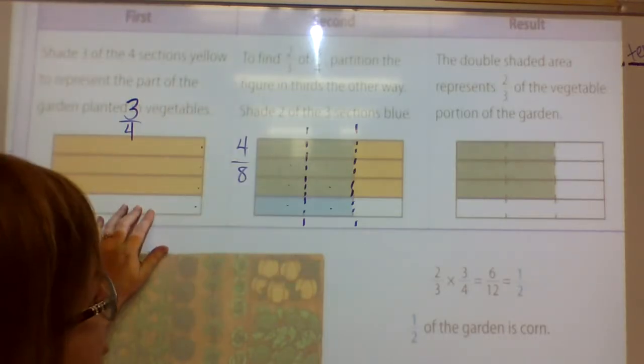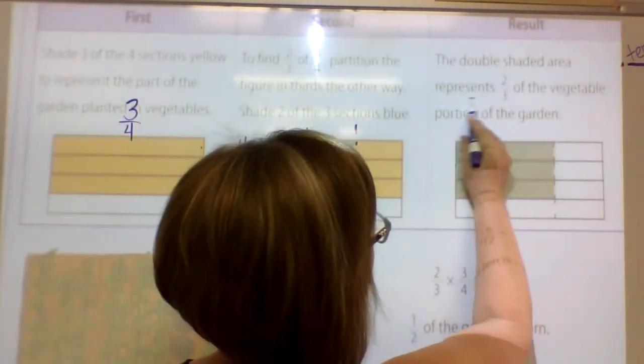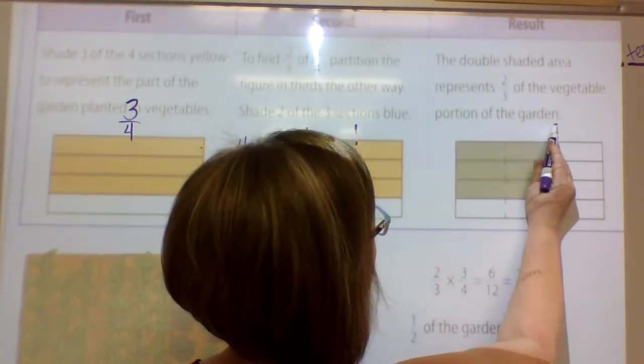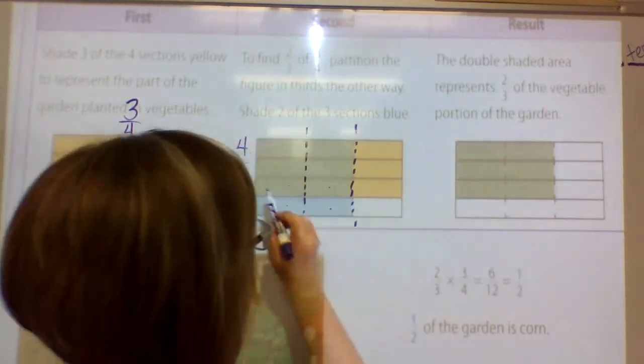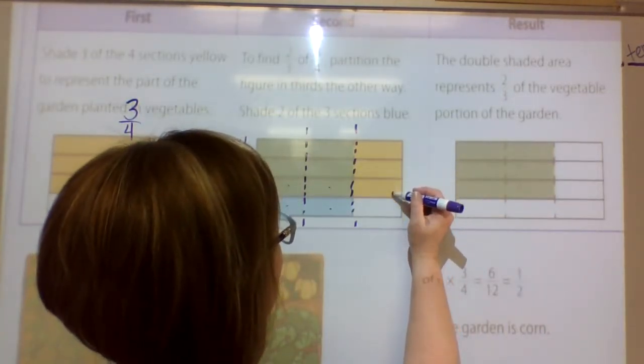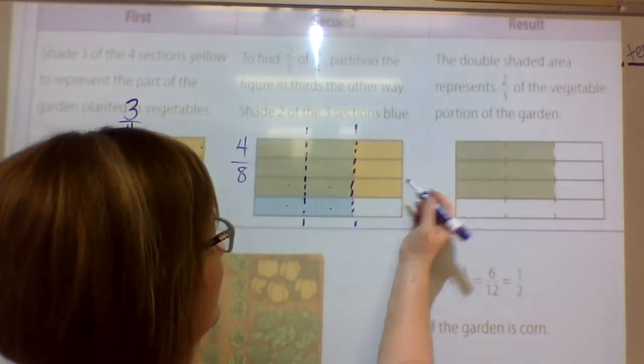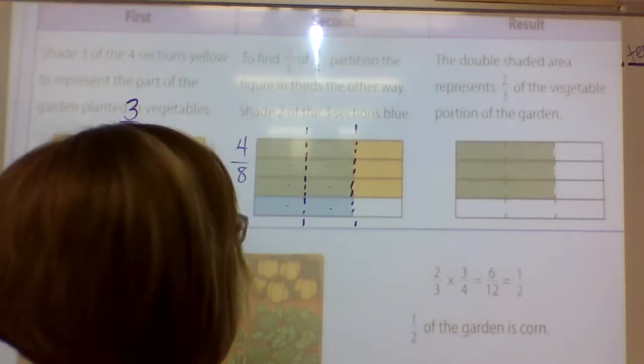Looks like to me they just shaded those two blue. Let me read this part. The double shaded area represents 2/3 of the vegetable portion of the garden. Oh, so there's the 8s is what they're saying. So here's the corn. No, this is the corn. This is what's left over, and this is still melons, I think.